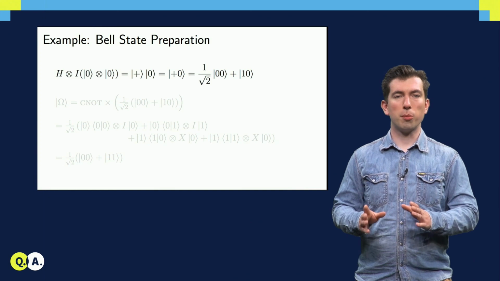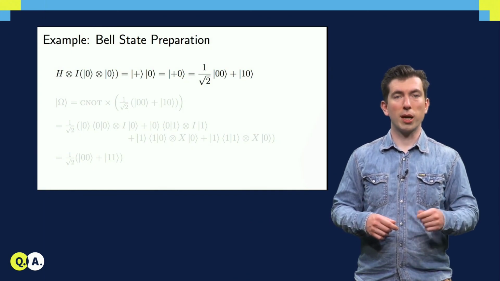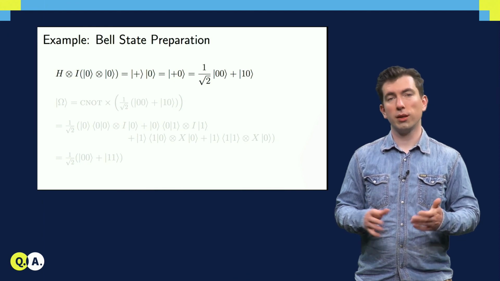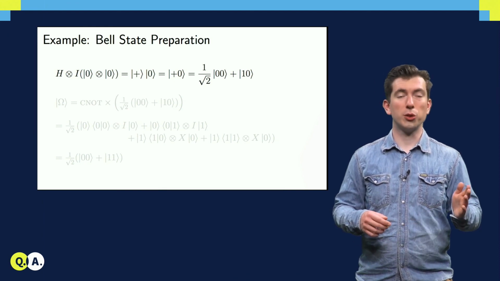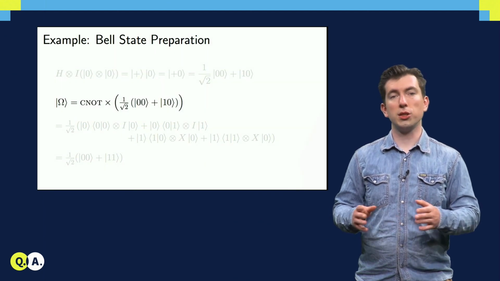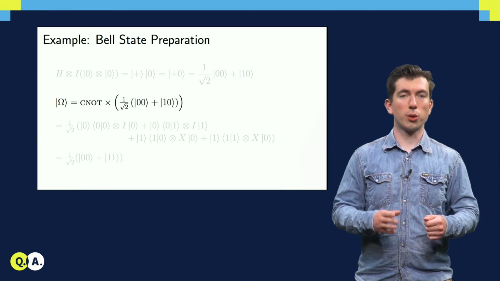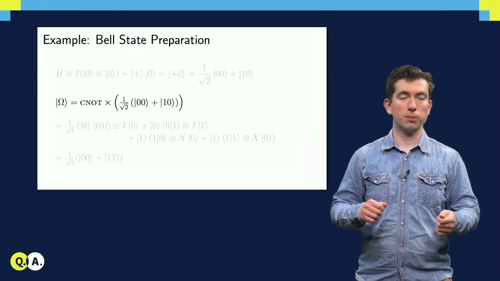First, we use the compatibility of the Kronecker and regular products to show that the state we get from executing the Hadamard on the first qubit is simply |+0⟩ without having to use any matrices. Now, all we have to show is that the CNOT will take our state, which is |00⟩ plus |10⟩, to the |00⟩ plus |11⟩ state that we're after.